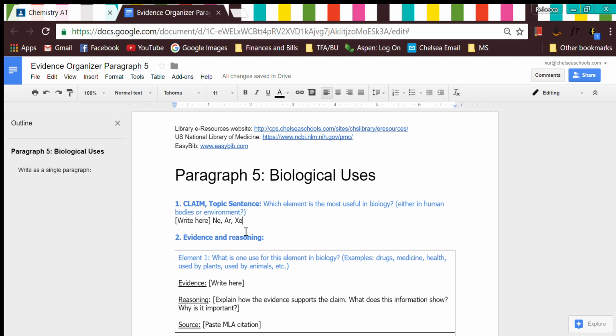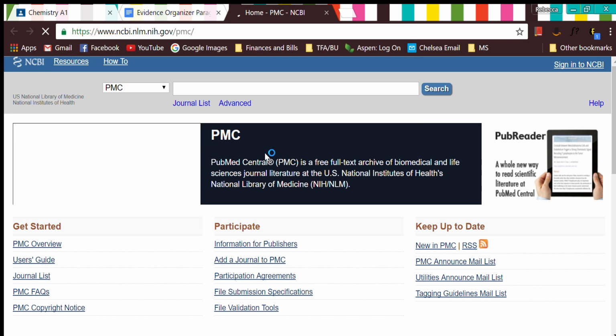And to demonstrate how you do this, I'm going to use xenon. So my element 1 is going to be xenon. What is one use for this element in biology? Examples include drugs, medicine, health, plants, animals, and so on. To do this, I would focus on the second link here, the U.S. National Library of Medicine. It tells you a lot about how it's used in drugs, medicine, and health. So go to that one, and this is a good source.